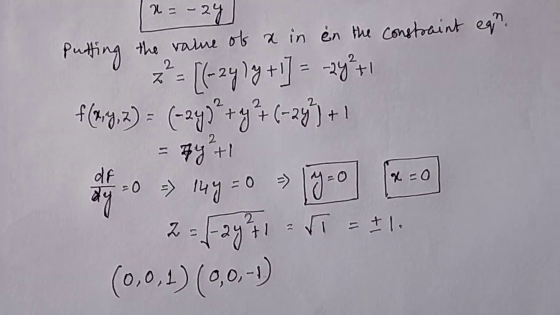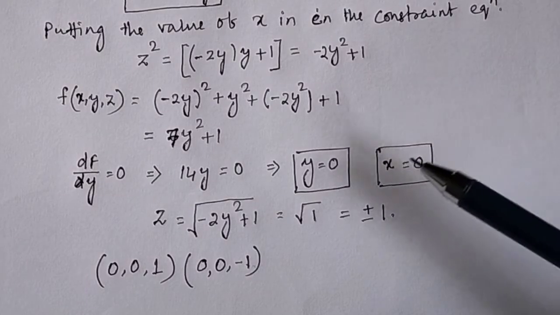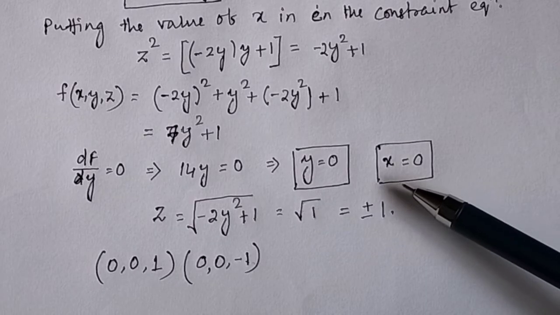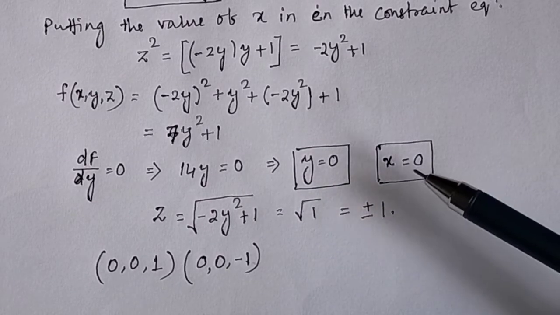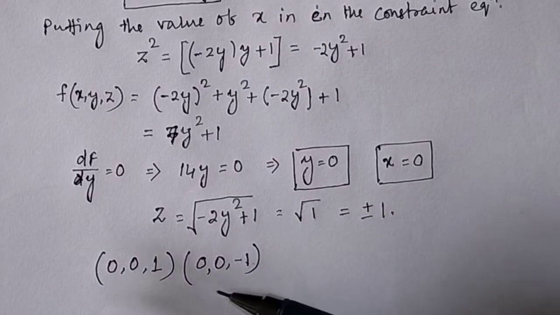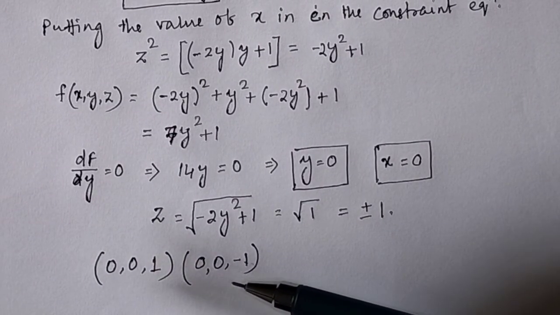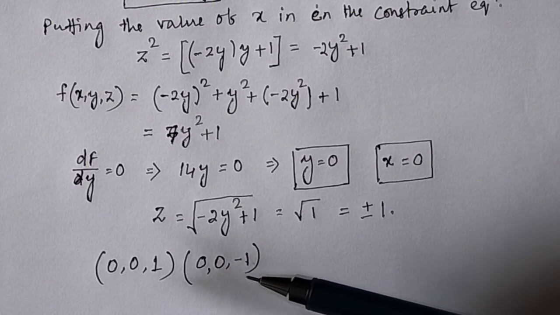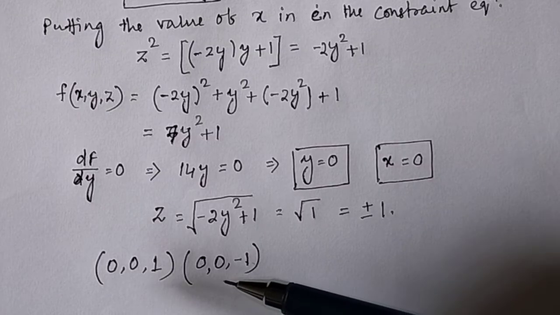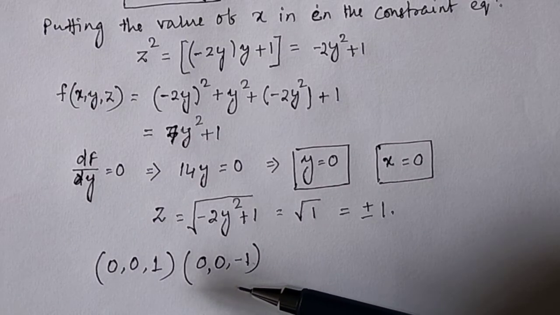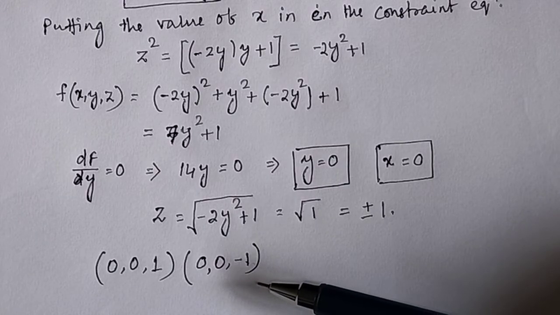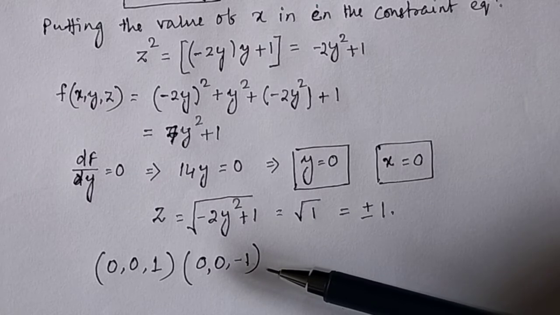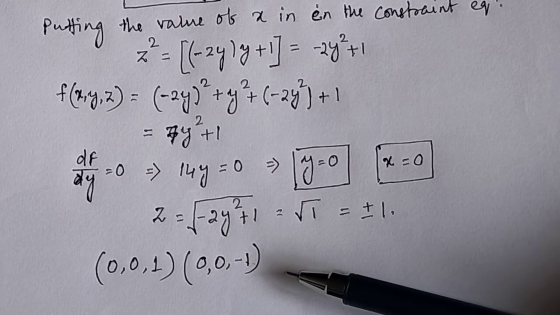So we have got three values, one for x, another for y, and a third for z, and you have two coordinates: (0, 0, 1) and (0, 0, −1). So the critical values of the function f(x, y, z) are (0, 0, 1) and (0, 0, −1). At these two points, the given function x² + y² + z² has critical values with the given condition z² = xy + 1.